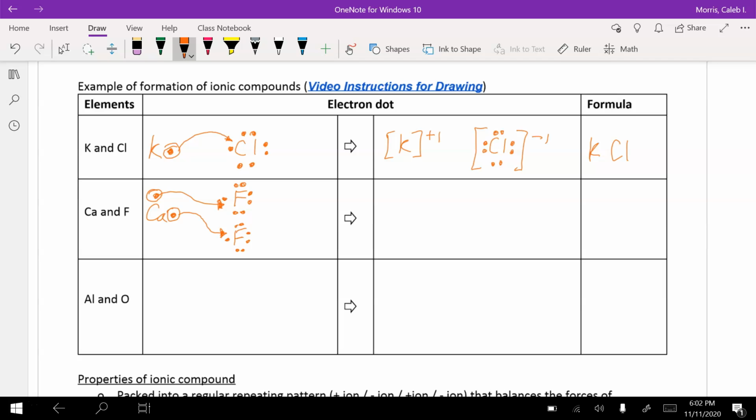So we end up with a calcium atom that lost 2 electrons, therefore it's got a +2 charge, and we have 2 fluorine ions with a -1 charge. The technical term for it is fluoride ions. We're going to learn how to name them later, though.